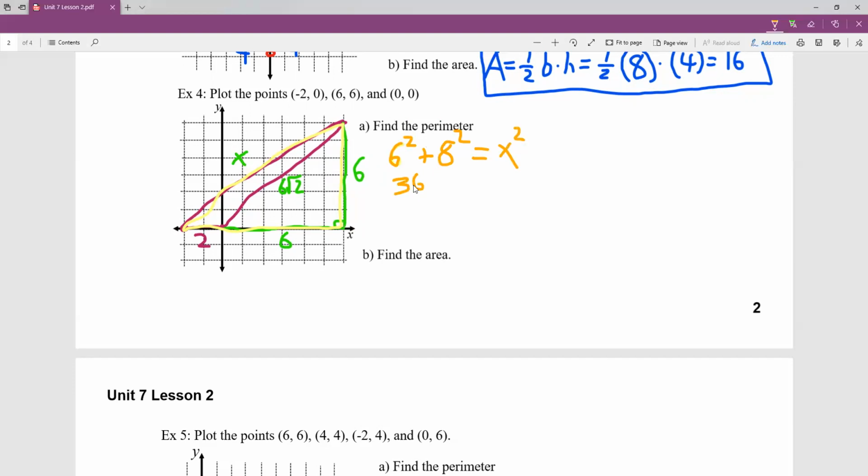So add these up. We square these: 36, 64. 36 plus 64 will give me 100. And then you take the square root of both sides and you get 10 is equal to X. So this last side has a length of 10.